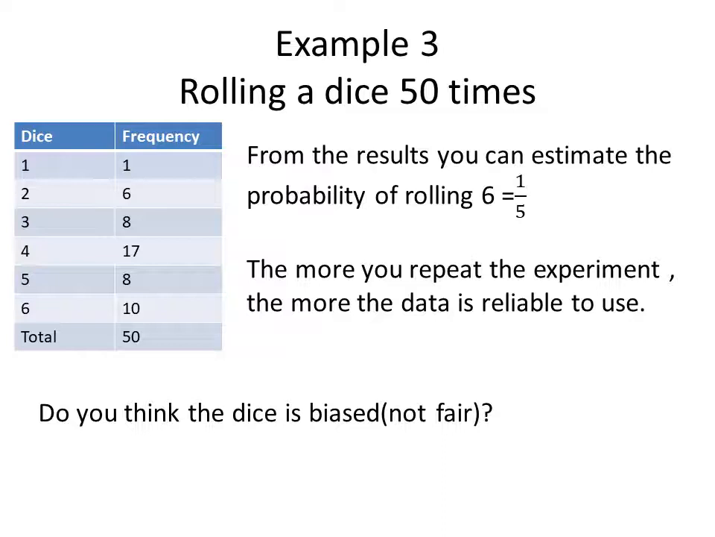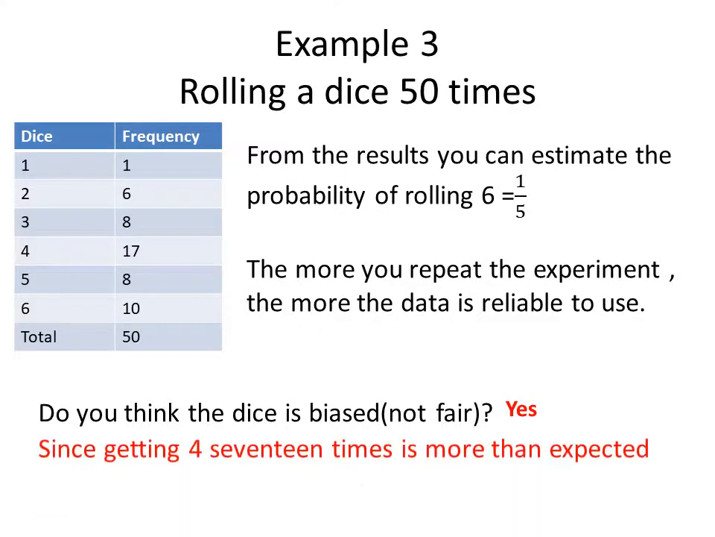But if the frequencies here are different and very far apart, for example the number of times we get 1 is different from the number of times we get 3, or 4, or 6, then we can say that the dice is biased or not fair, since getting 4 seventeen times is more than expected. 4, 17 times, is very far from the other results.